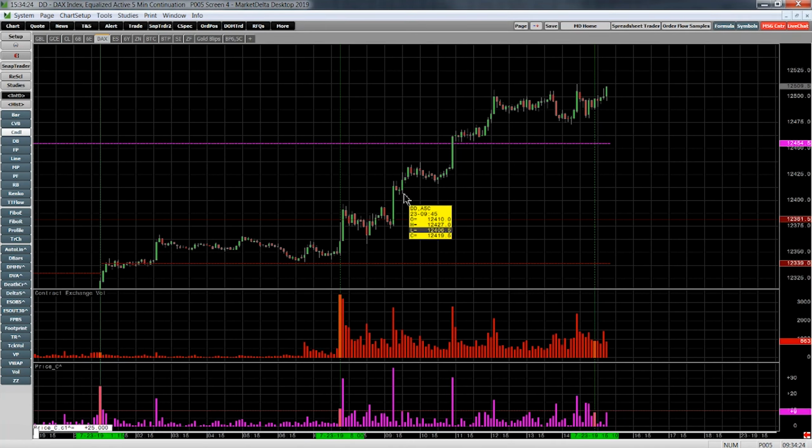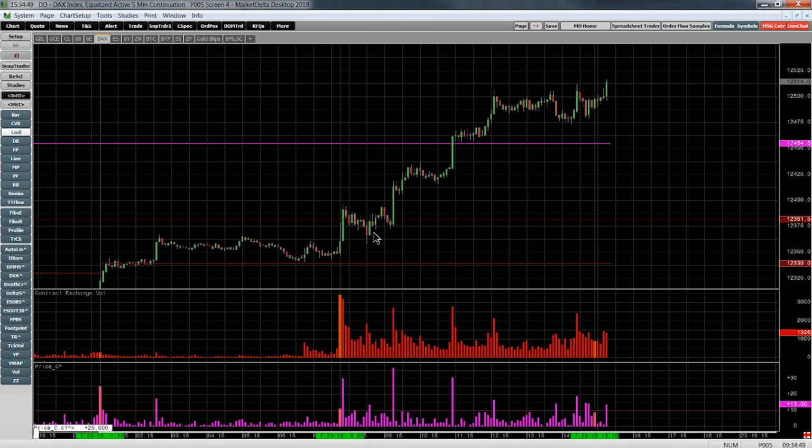Initiative. Shallow pullback. Continuation. Shallow pullback. Initiative. Shallow pullback. Initiative. No pullbacks over the course of the day. At no point has this market tried to retrace or been able to retrace. And we can see initiative currently taking place in the market. So what we have is a very, very clear lack of being able to pull back.